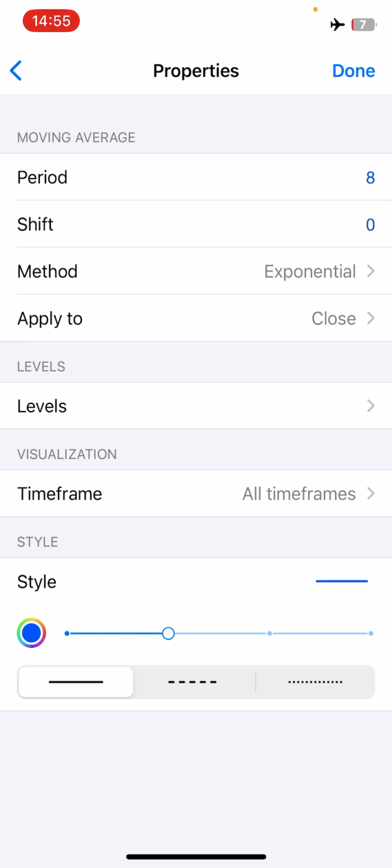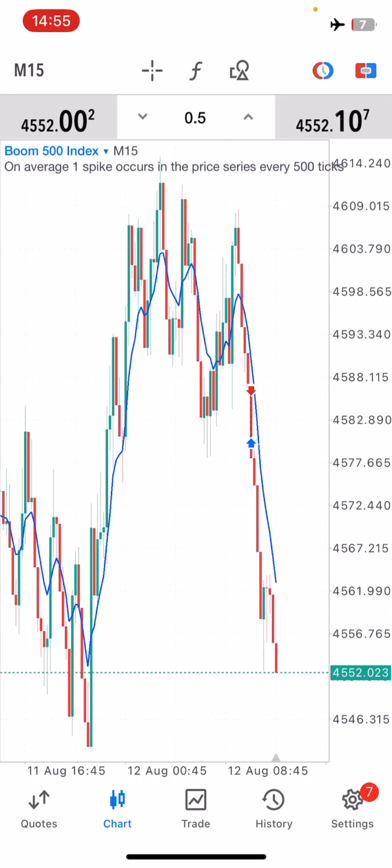Please try and follow the same colors that I have, because I'm going to be referring to these colors throughout the entire video. So for you not to get lost, try and have the same settings that I do. Okay, so if I click done, you can see I will have a blue moving average running across my chart. This is going to help us on price action mostly, and the trend. So we'll try and use it to identify our trend so that we don't oppose the trend.